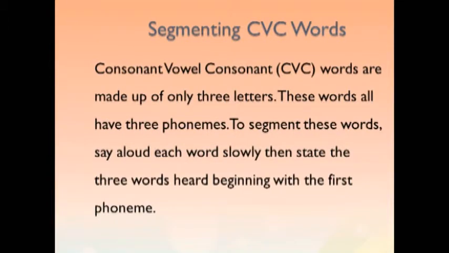Now, how do we segment CVC words? Consonant, vowel, consonant words are made up of only 3 letters. These words all have 3 phonemes. To segment these words, say aloud each word slowly, then state the 3 sounds heard, beginning with the first phoneme. Now, look at these 4 words.